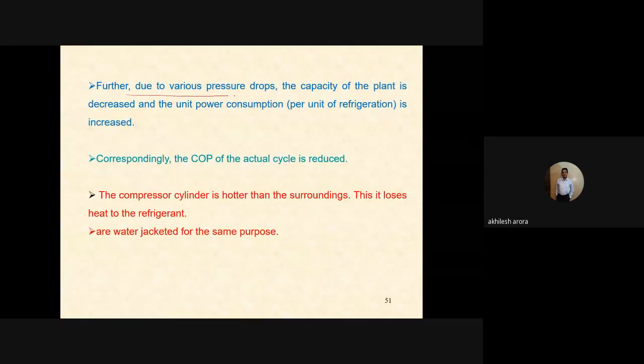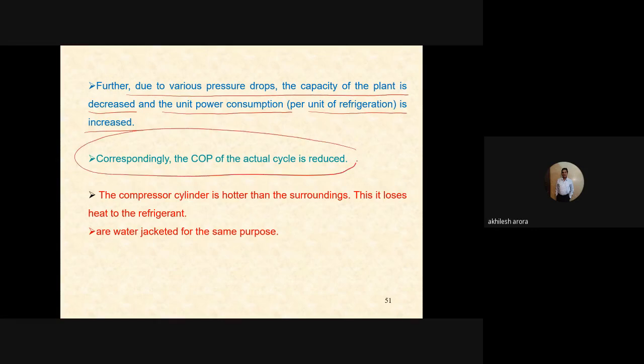Further, due to various pressure drops, the capacity of the plant is decreased and the unit power consumption per unit of refrigeration is increased. So power will increase and the capacity of the plant will go down. So correspondingly, the COP of the actual cycle goes down.